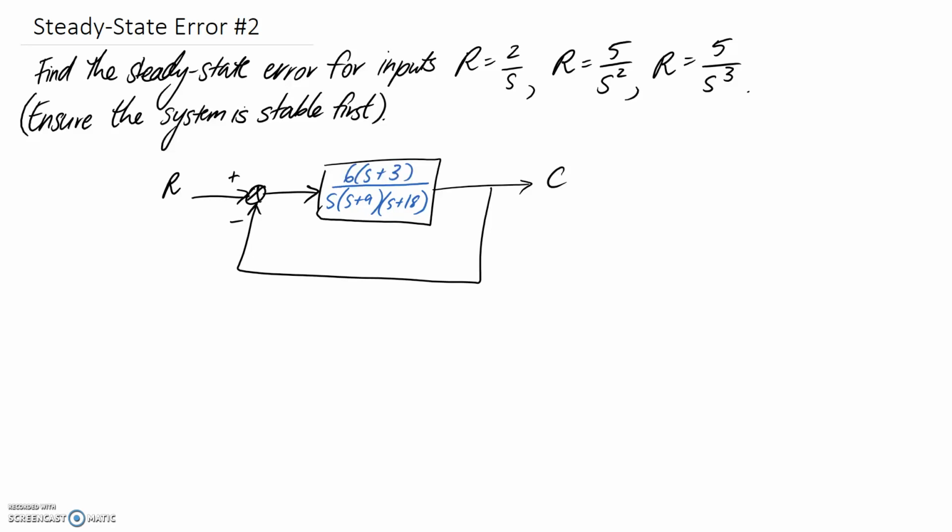Alright, so in this question, we're going to find the steady state error for 3 different inputs, and we're going to double check that our system is stable as a first step. Otherwise, the steady state equations don't make any sense at all because you have an unstable system. So let's look at stability.